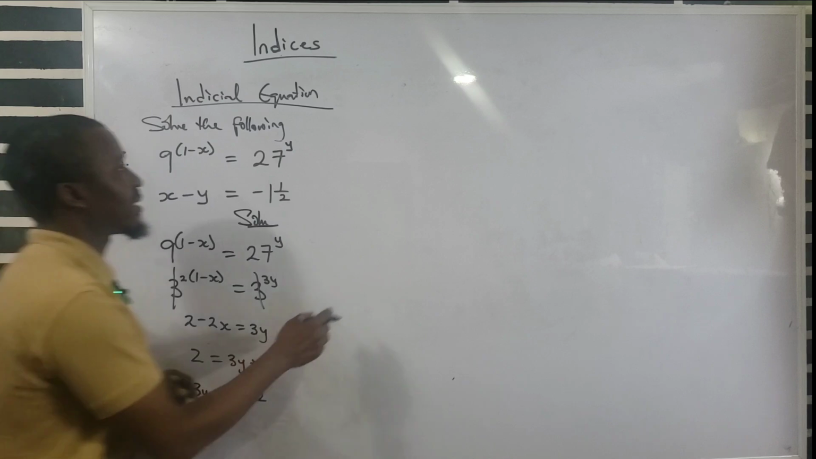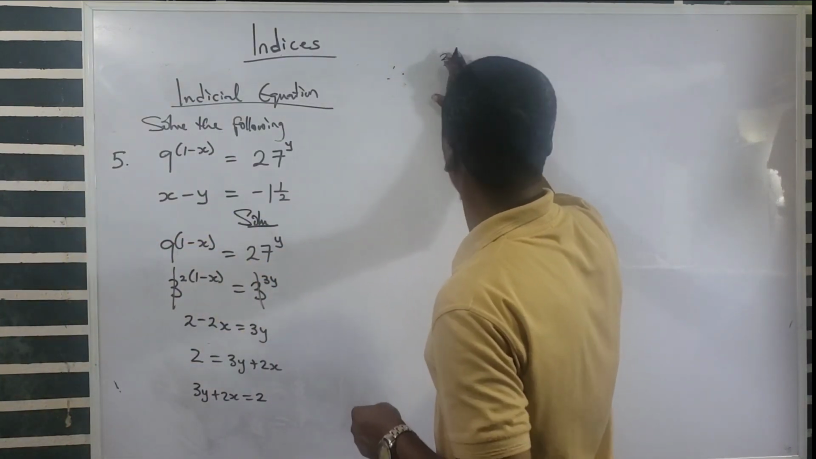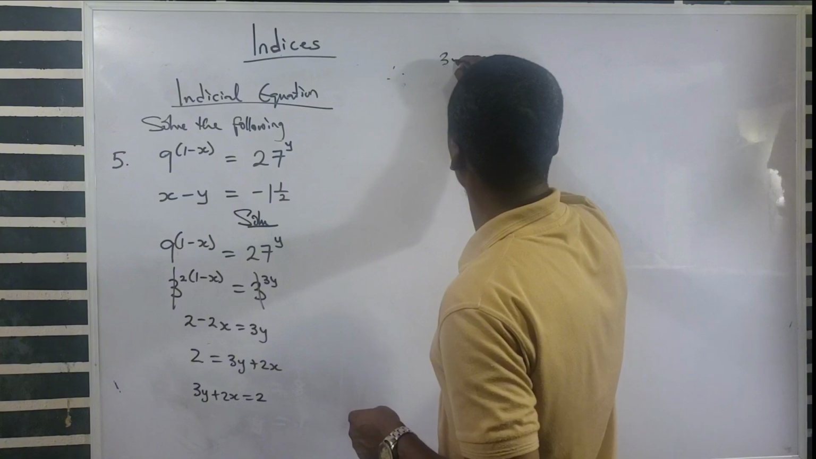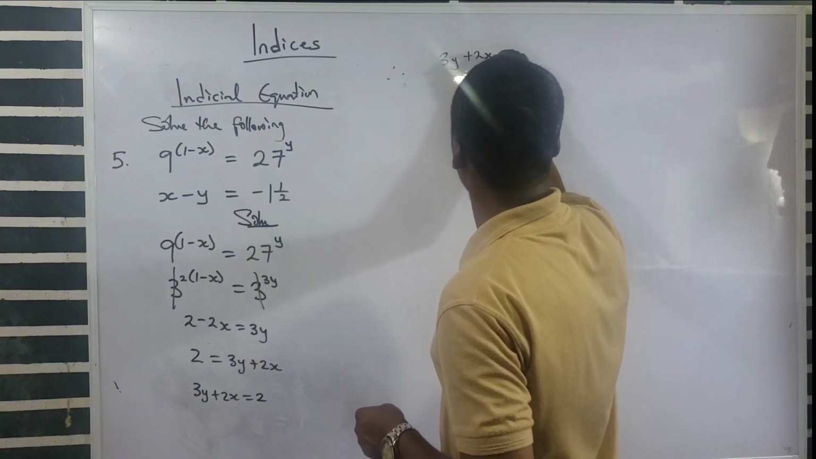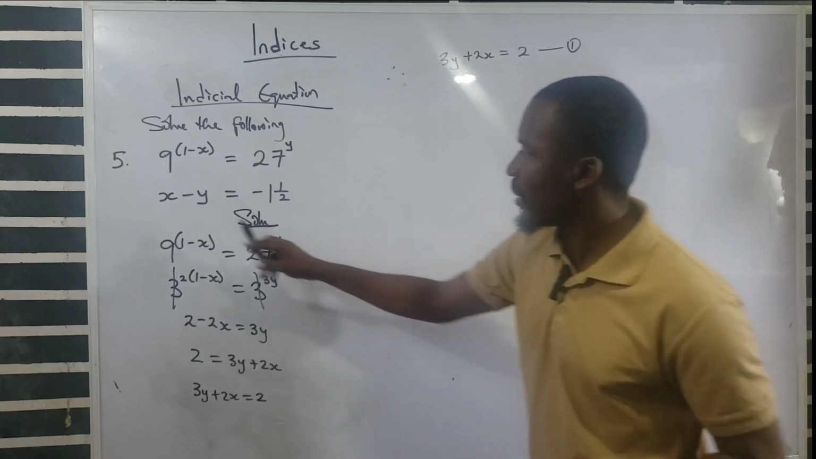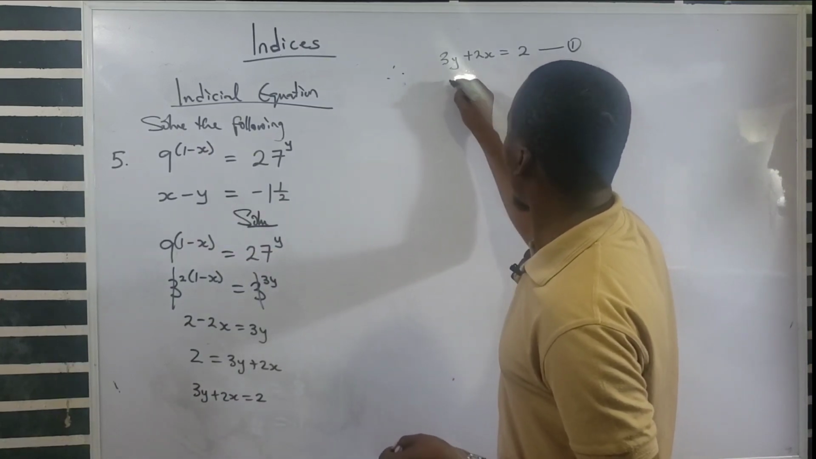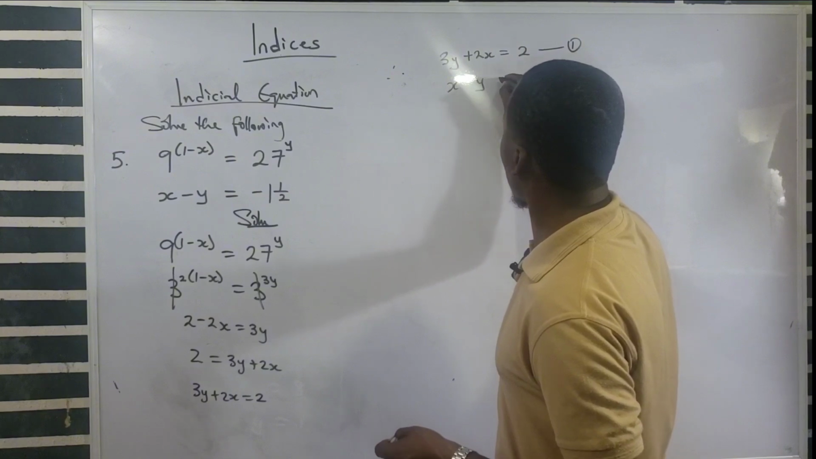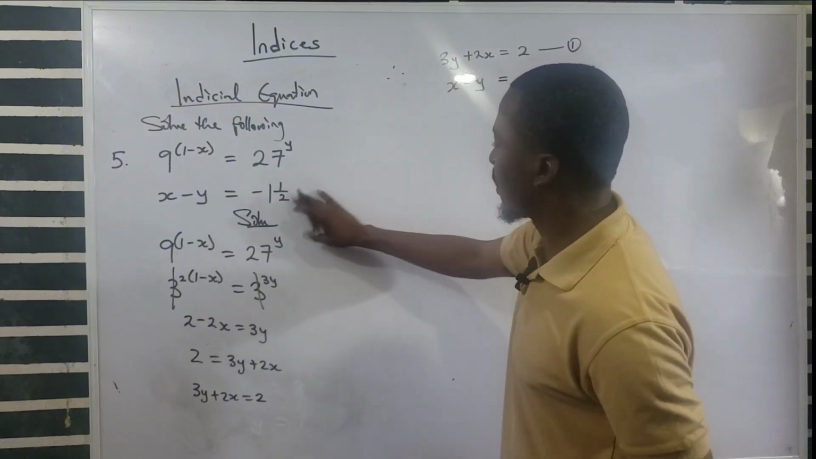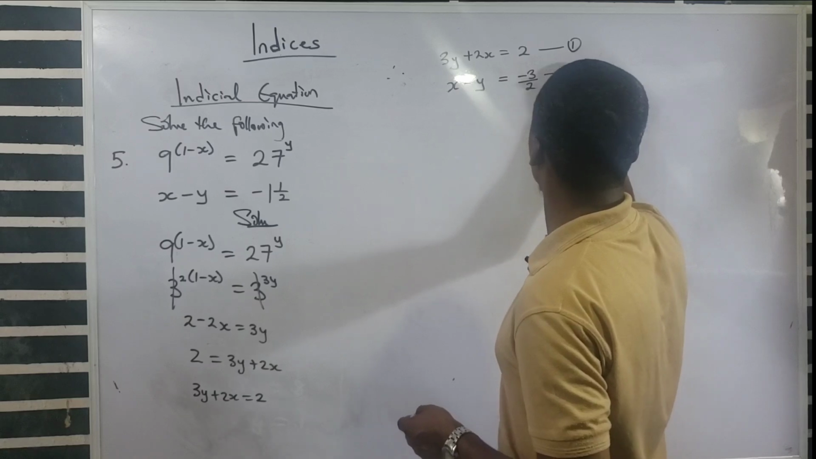So with that now, I will say therefore 3y plus 2x equals 2, as our equation 1. Then this one, I have x minus y equals, this will give us minus 3 over 2, equation 2.